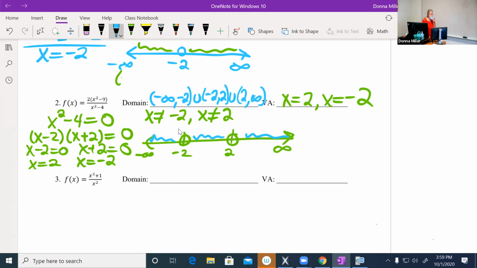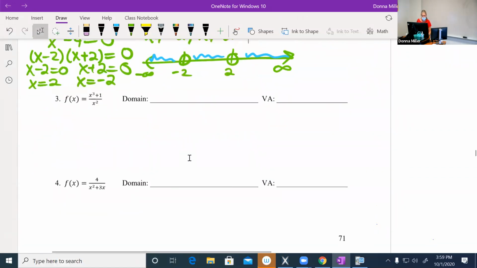I'm going to ask you a question. So when you're working with rational functions, can any of those brackets be square on the domain? Ever? No, right? Because you're excluding numbers, right? And it's going to infinity, so it's never going to happen. You're always using parentheses.